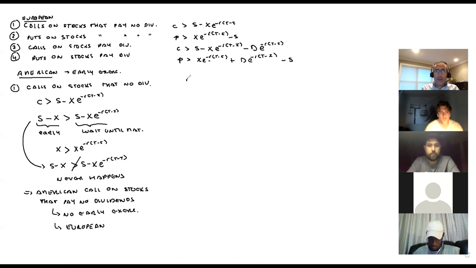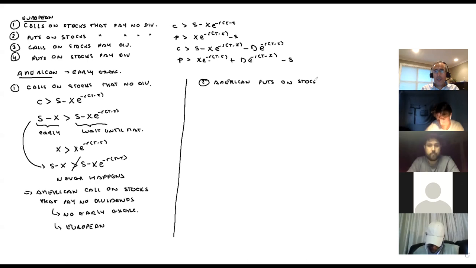Now the reverse, of course, is going to happen. So what happens when we have American puts on stocks that pay no dividends?